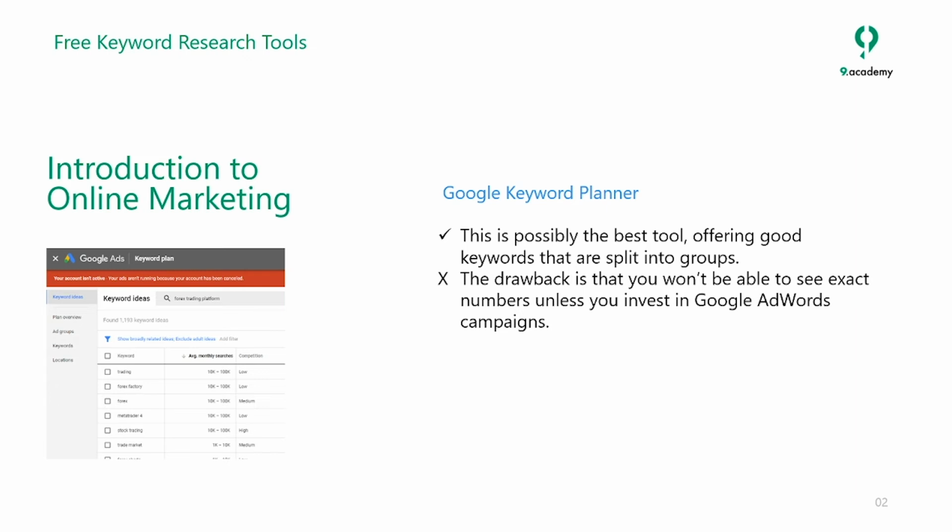The drawback of this tool is that you won't be able to see the exact number unless you invest in Google AdWords campaigns. You won't be able to see the exact number of people searching the words and how much are being attracted to you unless you use the paid version. Now, is it worth using the paid version? I think to begin with, maybe not so much.